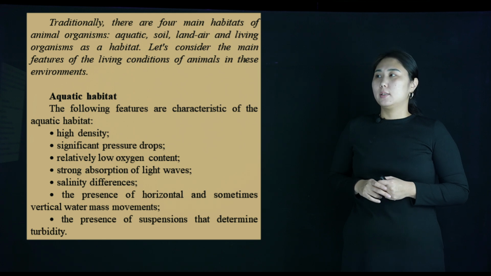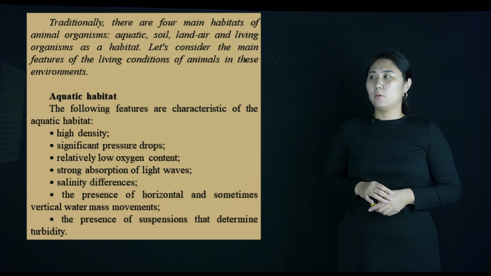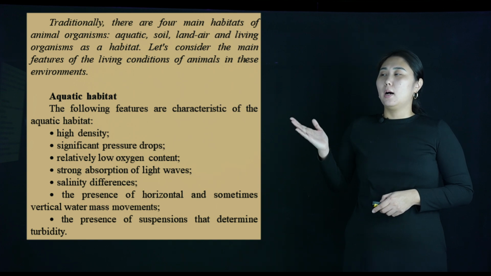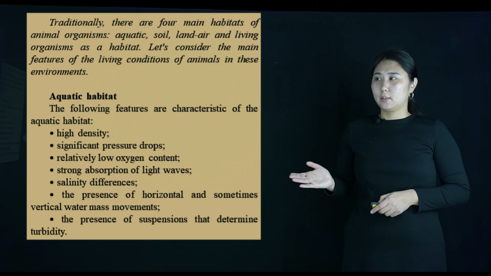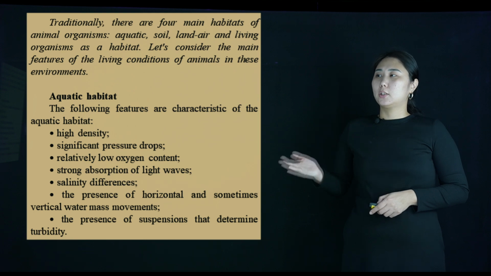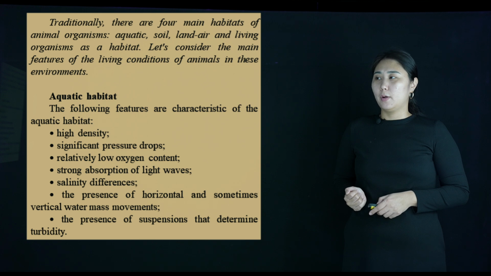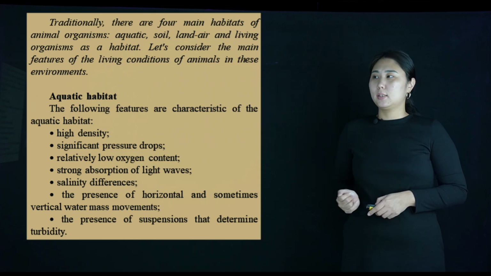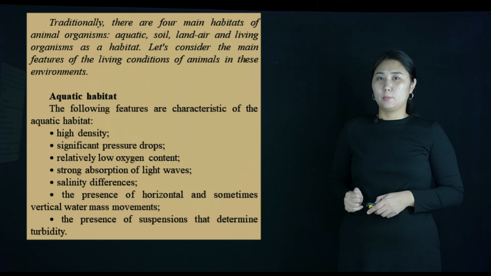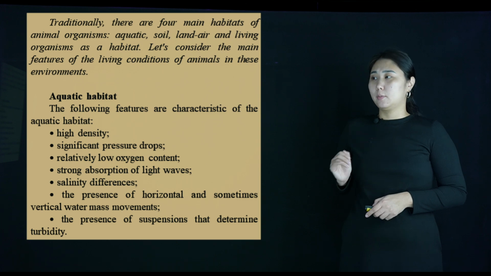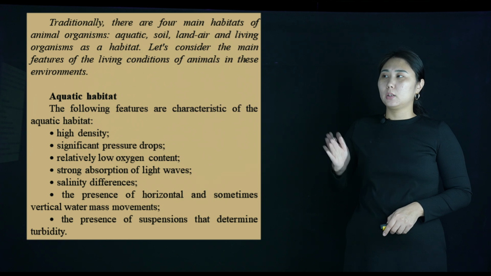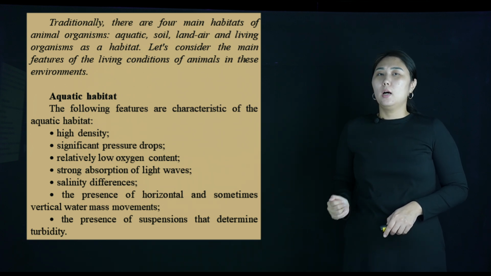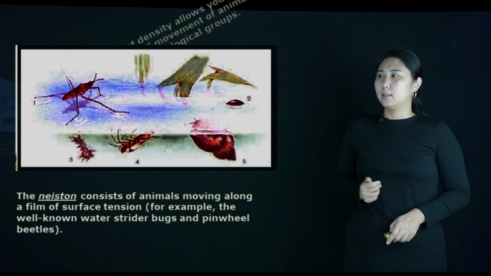What is aquatic? The following features are characteristics of the aquatic habitat: high density, significant pressure drops, relatively low oxygen content, strong absorption of light waves, salinity differences, the presence of horizontal and sometimes vertical water mass movements, the presence of suspensions that determine turbidity. So these are the characteristics of aquatic habitat for animals.